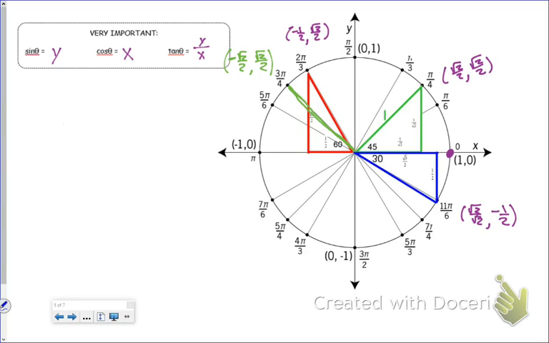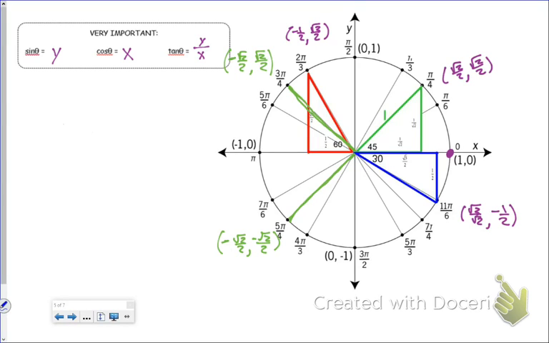All right, another one with the same reference angle is 5 pi over 4. 5 pi over 4 has the same values, but we need to put our signs. So these are both negative because I've gone to the left and I've gone down.